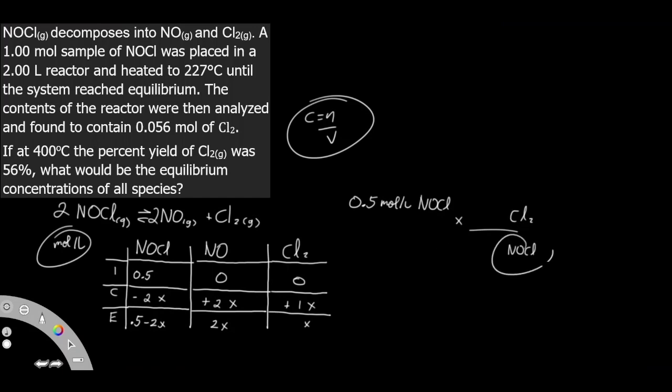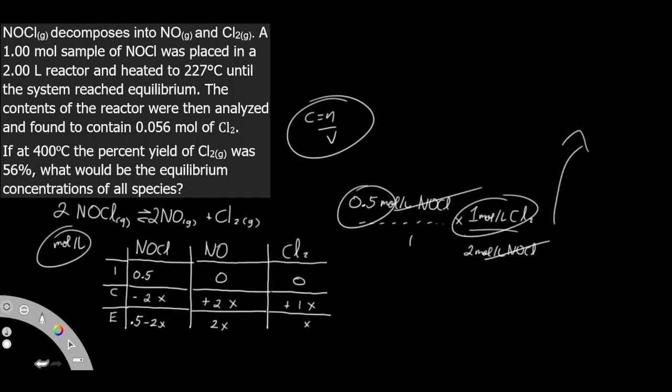For our NOCl, we're supposed to be getting 2, so I'm going to put 2 moles per liter. But for our Cl2, what is it supposed to be? Just 1, so I'm going to put 1 mole per liter over here. So technically this is all over 1. You can multiply these fractions, because the moles per liter of NOCl cancels out with this moles per liter of NOCl. So what do we end up getting? We end up with 0.5 times 1 divided by 2. What is that? That's 0.25 moles per liter of the Cl2.